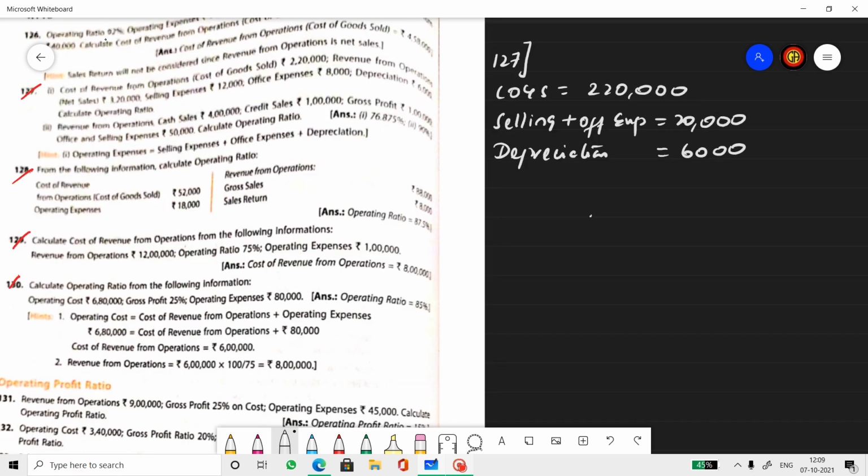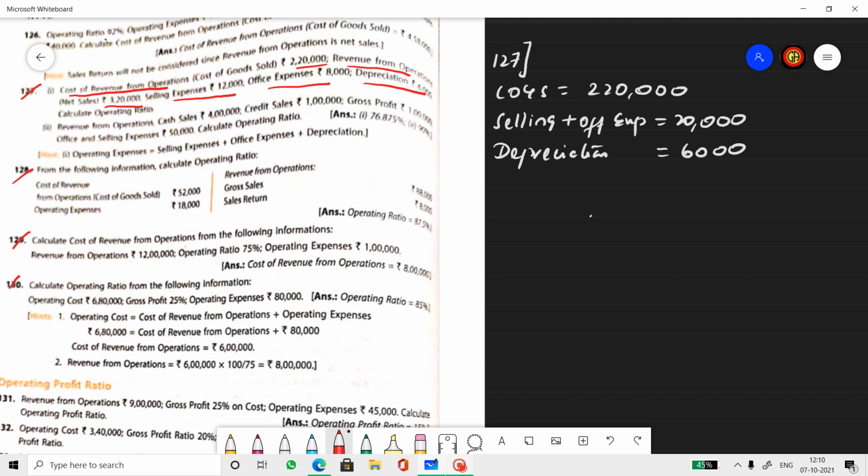Question number 126. Cost of revenue from operation is given as 2,20,000. Revenue from operation, which is net sales, is given as 3,20,000. Selling expenses is 12,000. Office expenses is 8,000. Depreciation is 6,000, and find the operating ratio. So operating ratio is equal to cost of goods sold plus operating expenses.